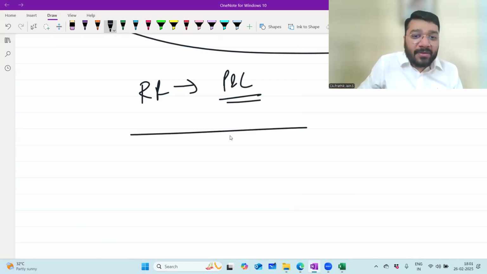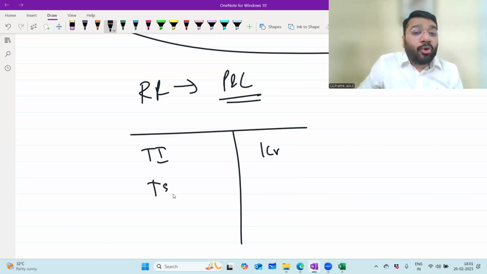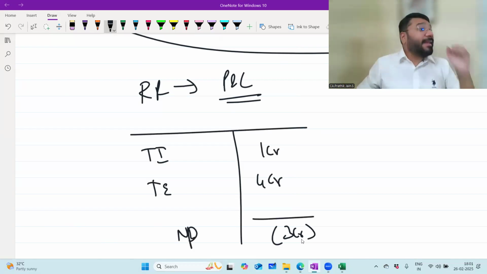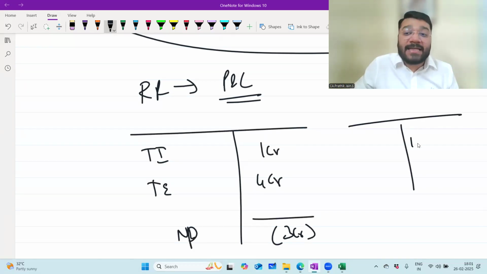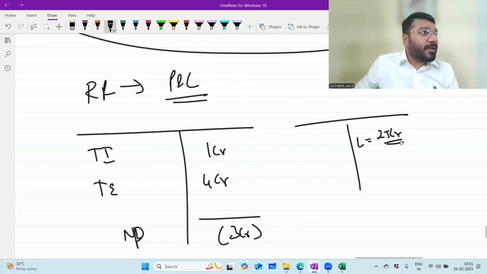Imagine there's a company whose total income is 1 crore and total expenses 4 crore. So what is your net loss? What is your net profit in negative? 3 crore. Now what I did is, in my balance sheet, I have an asset called land, whose value is 25 crore. This is the purchase cost.